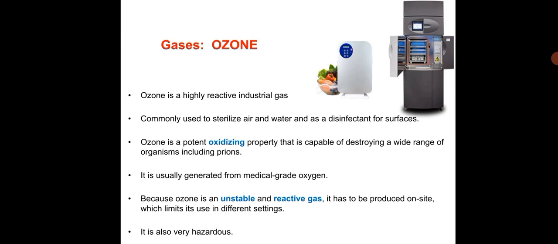Ozone. Ozone is a highly reactive industrial gas commonly used to sterilize air and water and as a disinfectant for surfaces. Ozone has a potent oxidizing property that is capable of destroying a wide range of organisms, including prions. It is usually generated from medical grade oxygen. Because ozone is an unstable and reactive gas, it has to be produced on site, which limits its use in different settings. It is also very hazardous.